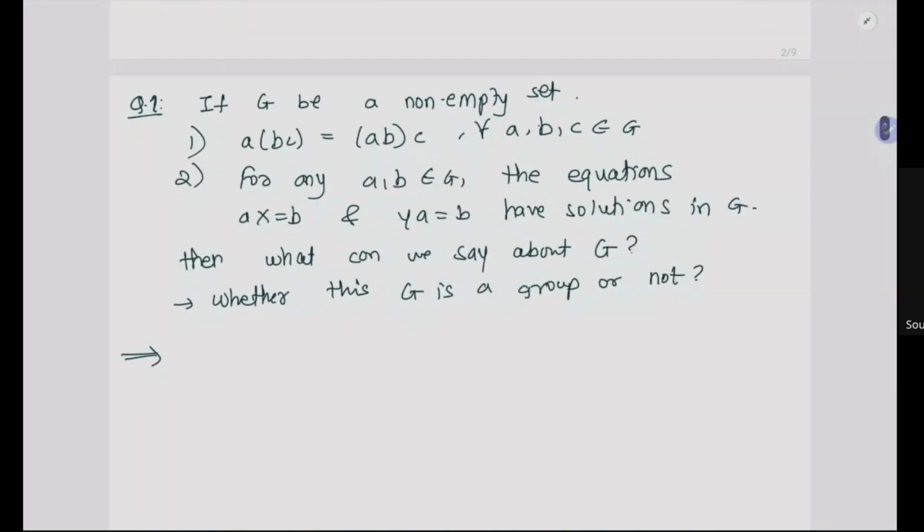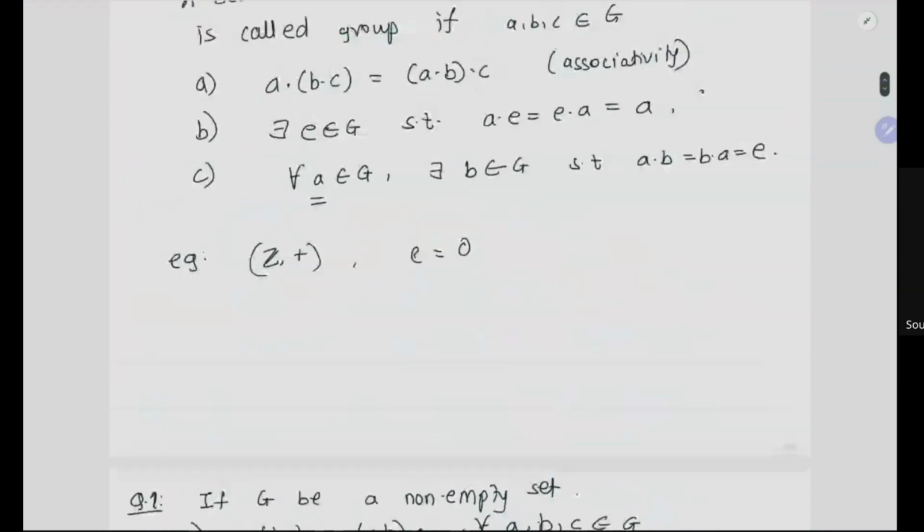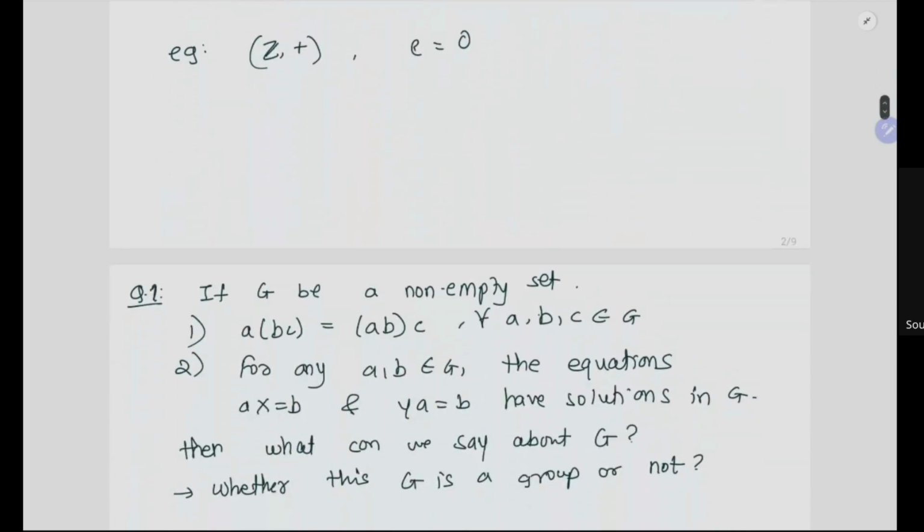How can we say from the second statement that those properties are completely satisfied? Any intuition? I mean, how will you proceed with such statements? We will equate ax is equal to ya. Okay, ax is equal to ya. Okay, then.